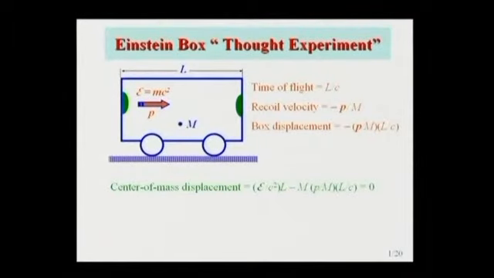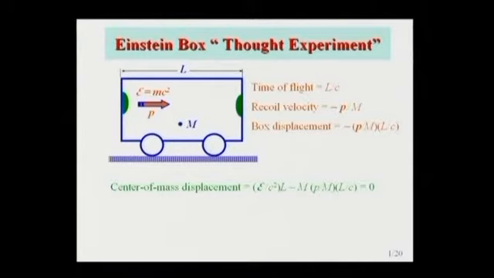So the center of mass displacement then is the mass of the light pulse, E over c squared from here. It's displaced by L. It comes to the right. The mass of the box is m. It's displaced by this much. And so the total displacement must be equal to 0. Very simple argument. The center of mass cannot have moved.